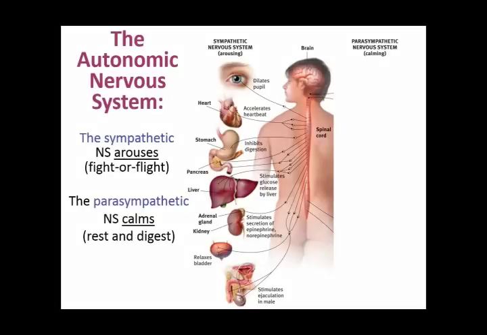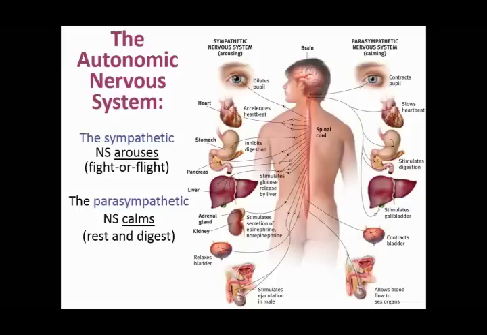Luckily, you have another portion of your autonomic nervous system that's going to return you to normal. It's called the parasympathetic nervous system, and it calms you down. If the sympathetic is called the fight or flight side, the parasympathetic is called the rest and digest side, because we like things to rhyme.